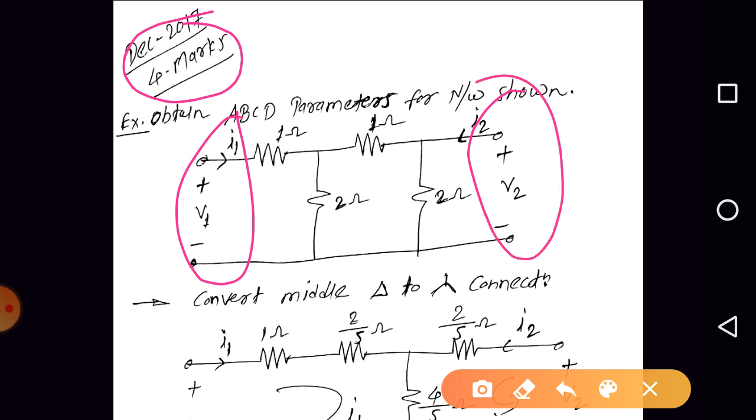It is difficult to simplify the network by applying KVL to all 3 loops. So the first thing is, can we reduce this network from 3 loops to 2 loops? Yes. We have 1 ohm, 2 ohm and 3 ohm connected in delta. Can we convert that delta into its equivalent star connection?